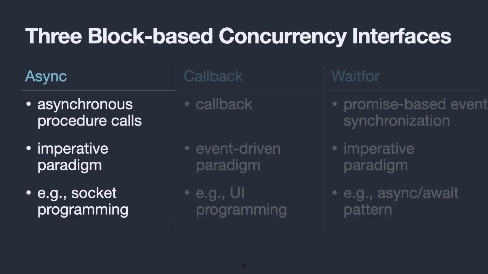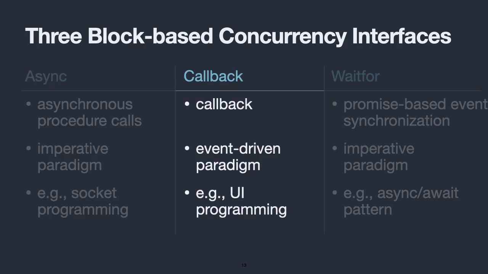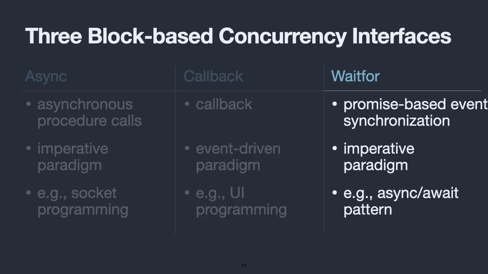The Async interface enables concurrency using asynchronous procedure calls, which represent a traditional approach for enabling concurrency in an imperative programming language. The Callback interface represents the event-driven programming paradigm, which is common in UI programming languages. Finally, the WaitFor interface is inspired by event synchronization utilities involving promises. They encourage writing concurrent code while staying in an imperative mood.